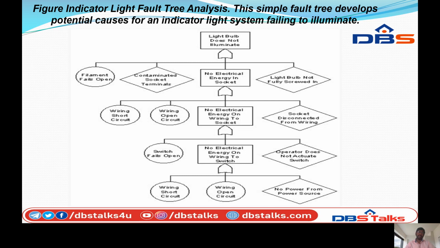So we can check the bulb not glowing. Wiring short circuited, wiring open circuit, no power from the power source. We already checked whether the wire is short circuited or not. Next, you can check the wiring open circuit or not. Next, last, the entire process is completed. Final checking is the power source, so there is no power in the power source.